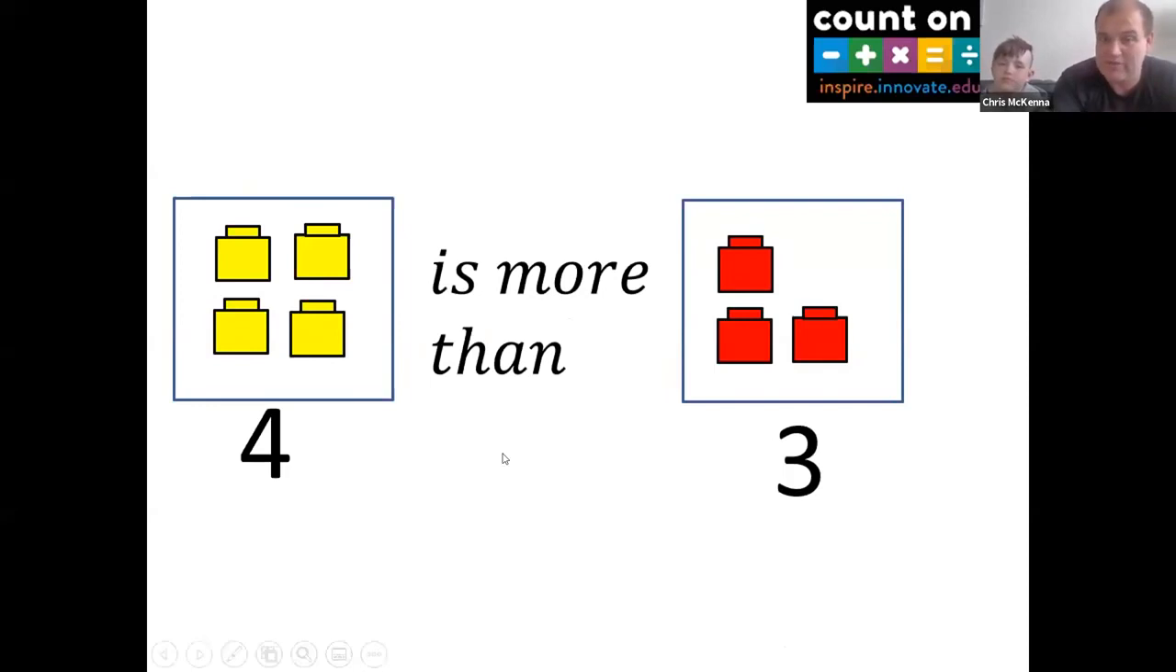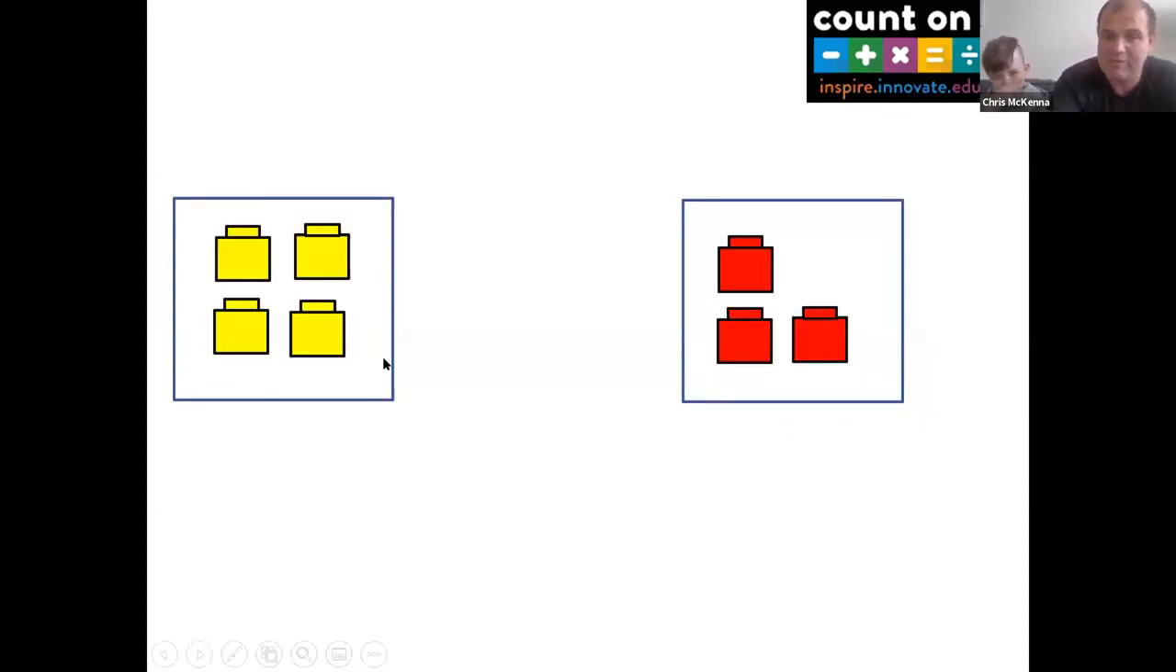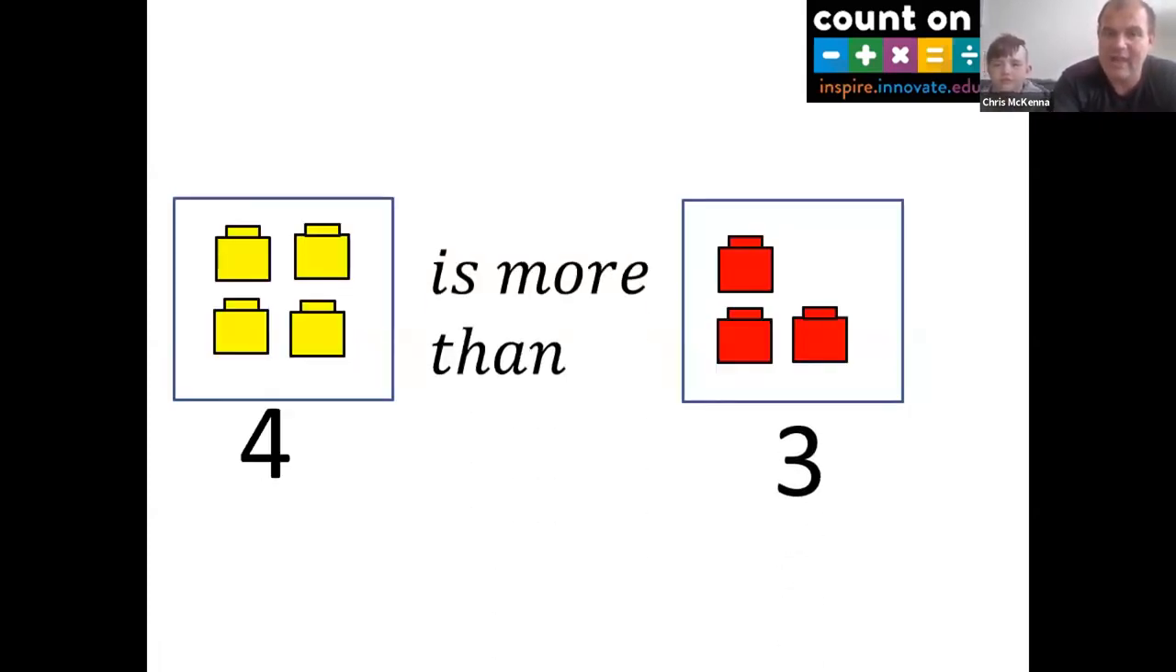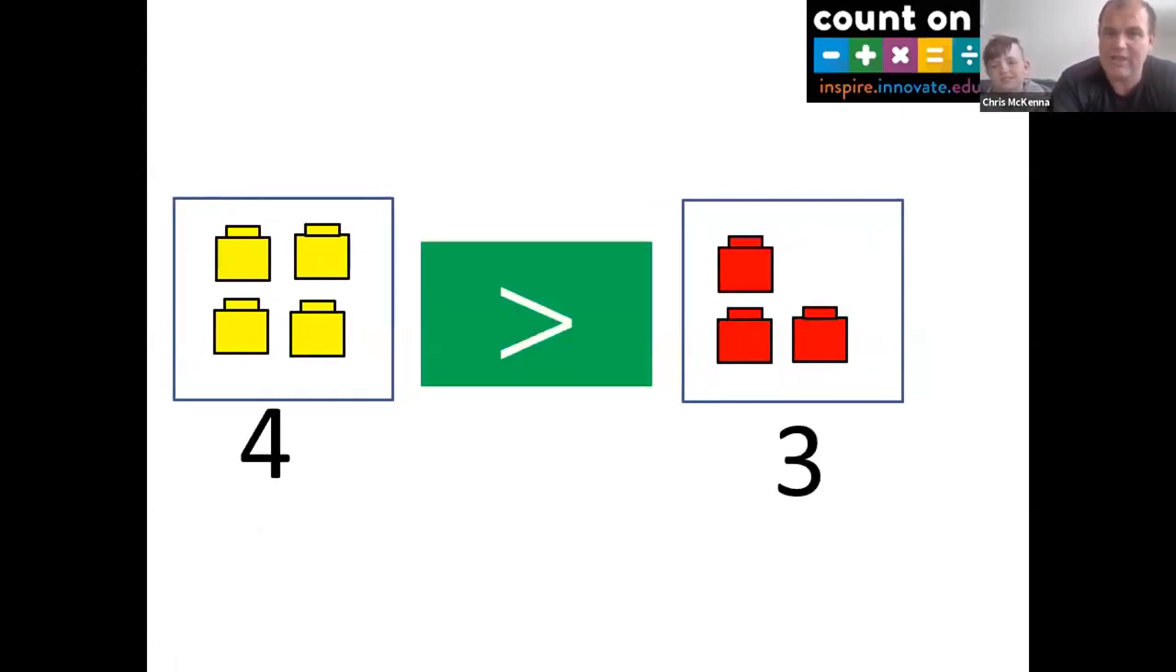And the sign we use for more than is that one there. So it goes that way. And Austin's explanation, which I never thought of before, is that the open bit is beside the bigger number. Okay, I like that, Austin. So 4 is greater than 3, or 4 is more than 3. So that is the more than sign.